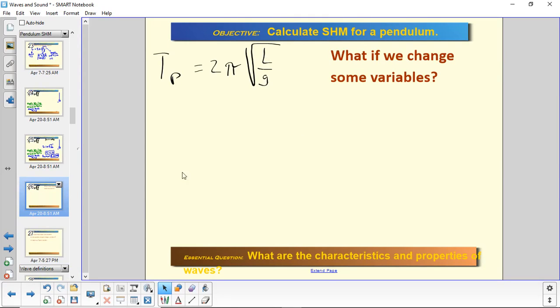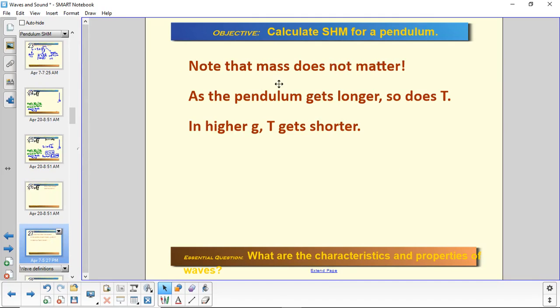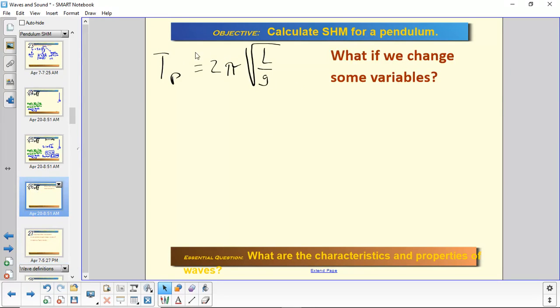But one thing that I didn't point out that matters, mass does not matter. Nowhere in this equation does the mass of the pendulum show up. So if you have 10 kilograms on the end of a 1 meter long rope, it will have the same period as if you put 5 ounces on the end of a 1 meter long rope. As long as the rope itself has no mass and air resistance isn't significant, the only thing that determines the period of a pendulum is the length of the pendulum and the local value of g.